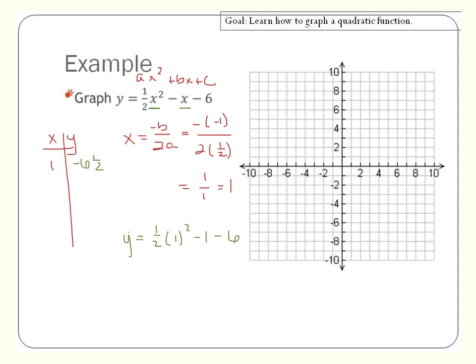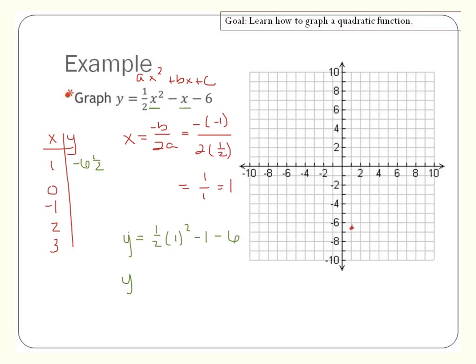So that's my vertex, and you need to have that plotted. So you're at 1, negative 6.5. My rule for parabolas is 5 points. So you need to have the vertex and 2 points on either side. So 0, negative 1 would be good on the left, and then 2, 3 would be good on the right.